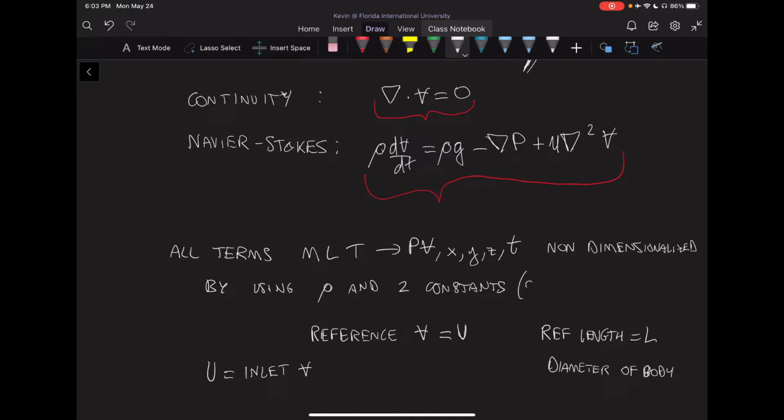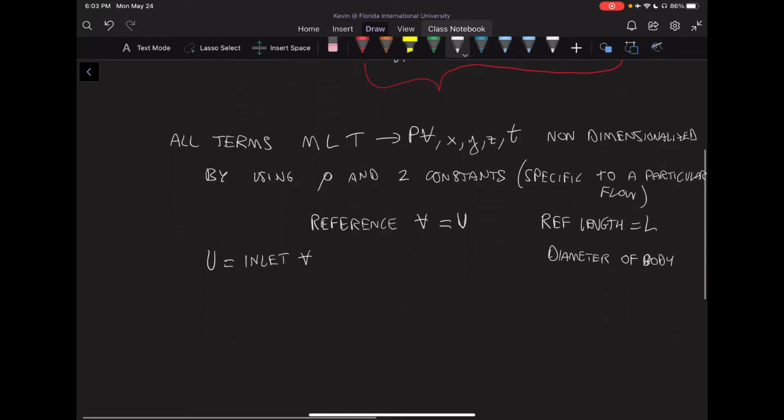So we can write that these are specific to a particular flow. But we usually use velocity and length of a body. Moving forward from that, we can now try to non-dimensionalize our equation in the following way.